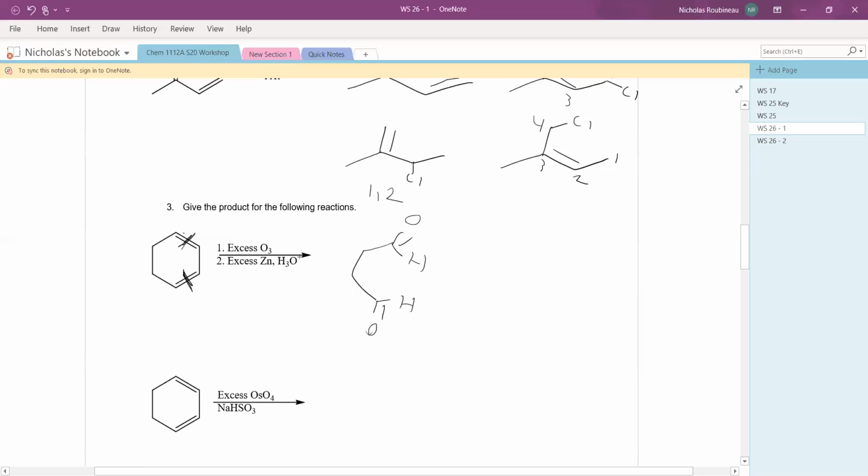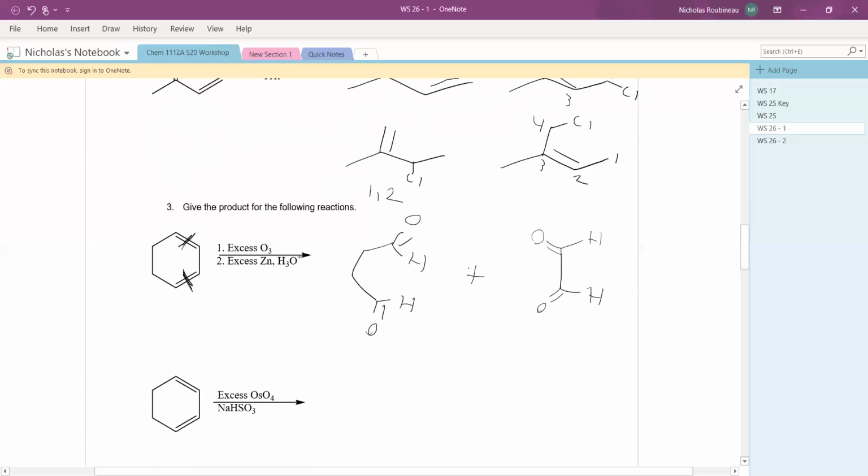So this is basically the fragments on the left. This here, that's what we have here. And then the other fragments, those 2 carbons, the single bonds between the 2 double bonds, are also going to form something. This is one way of showing it. So we have aldehydes here.